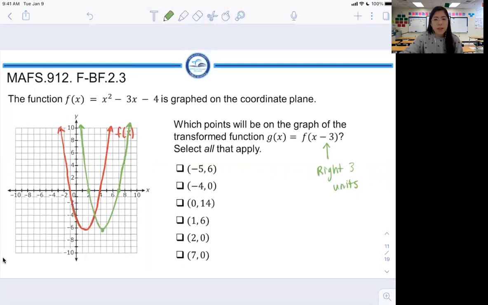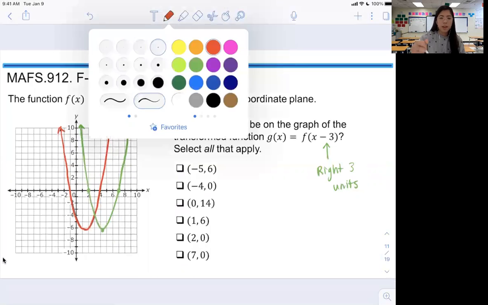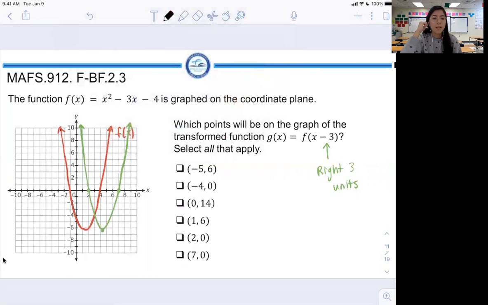And what I can do is look through these answer choices and see which ones are close, see which ones make no sense at all, and then narrow it down. So let's go through all of them. -5, 6. Is that a possibility, or is it no way in the world that's going to be on my graph? Yeah, not at all. Not even close. That one's out. How about -4, 0? Also doesn't make any sense. What about 0, 14?